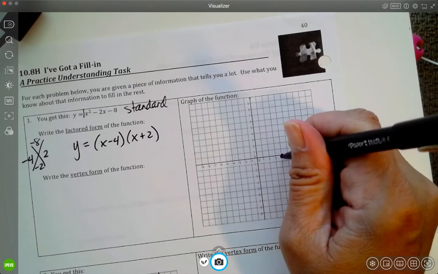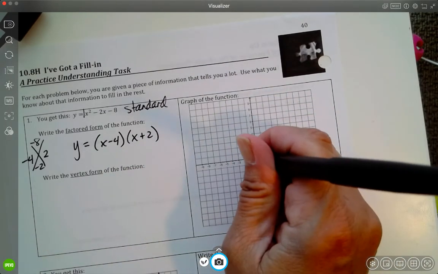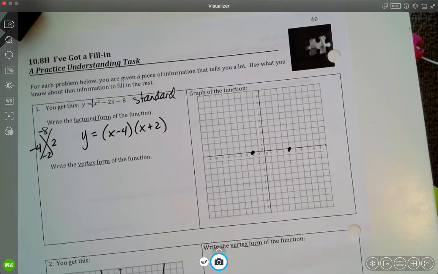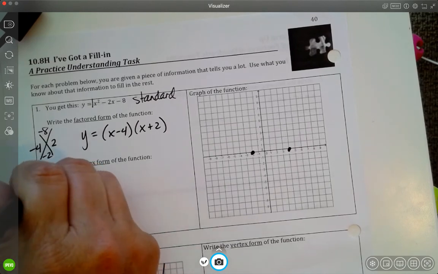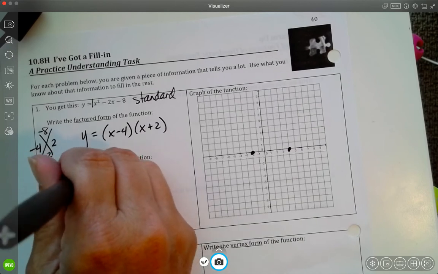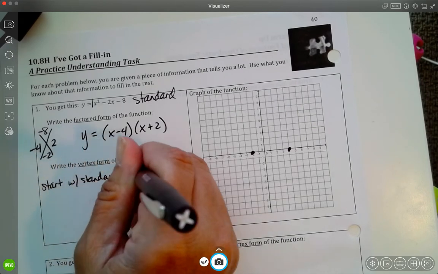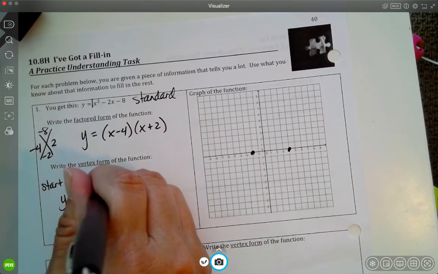What's going to make this 0? -2. Okay, so far I have 2 pieces of information for my graph. Then write the vertex form of the function. I think it's easier to start vertex form with standard form. I think it's easier anyway. So I'm going to go ahead and just rewrite the standard form, y equals x squared minus 2x minus 8.